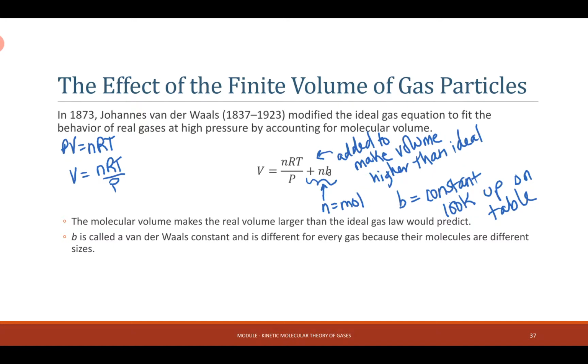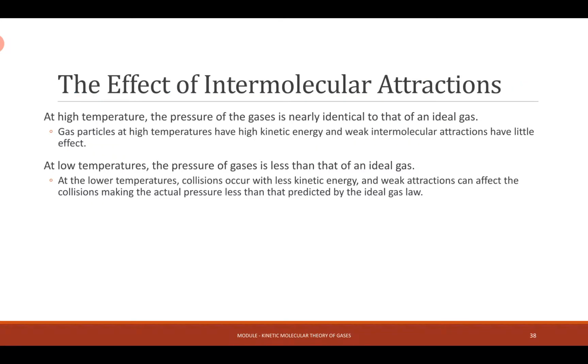This is the first time since we started talking about gases that we're going to have to be specific about which gas we are looking at, because those different gases are going to have different volumes, different sizes, and different intermolecular forces between those particles. So in a previous chemistry class, you might have learned about things like hydrogen bonding, dispersion forces, dipole-dipole forces, and real gases do have those attractive forces between gas particles.